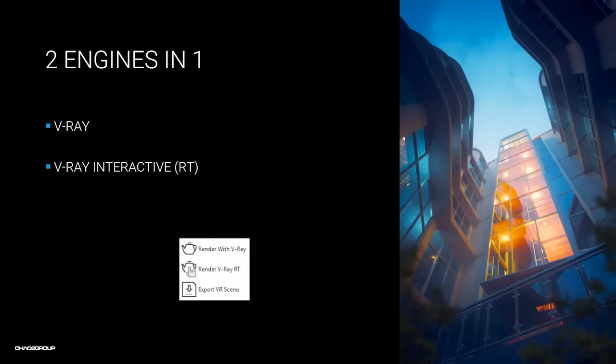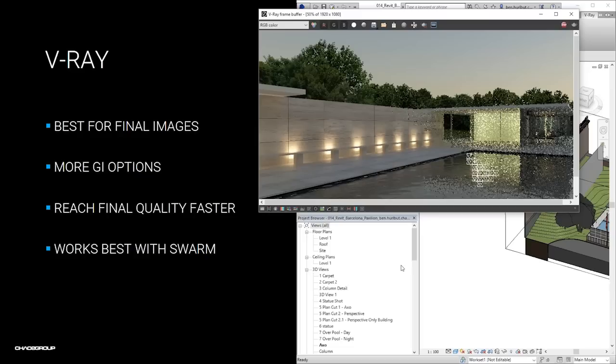So what V-Ray is essentially two rendering engines in one. There's V-Ray, which was formerly known as the production engine, which, if you've used V-Ray in the past, I'm sure you're used to using. And then we also have V-Ray Interactive, which is also known as V-Ray RT. Both have their strengths and weaknesses, and both can be used for production. And I'll go through each one.